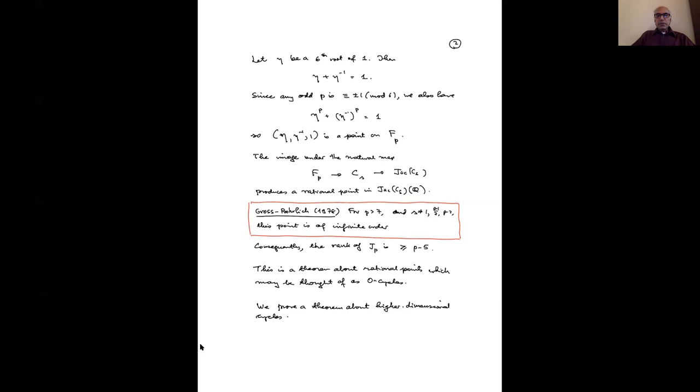And a theorem of Gross and Rohrlich, from, I just realized this morning, more than 40 years ago, is that as long as the prime P is bigger than 7, and with a few exceptional values of S, this gives a point of infinite order.